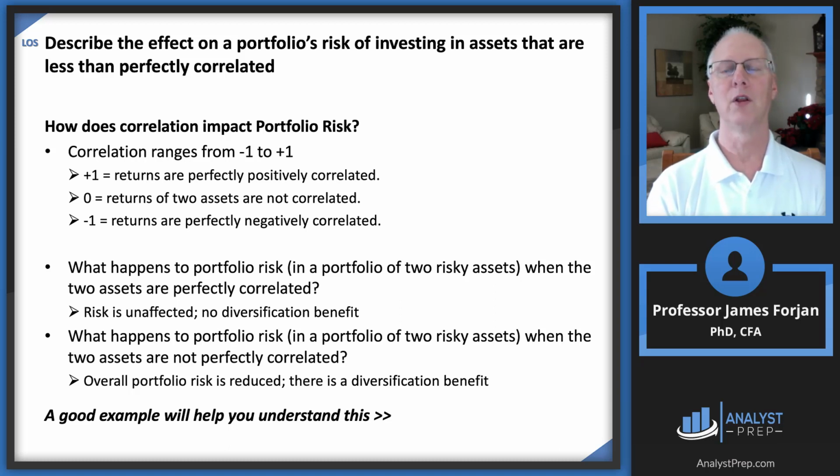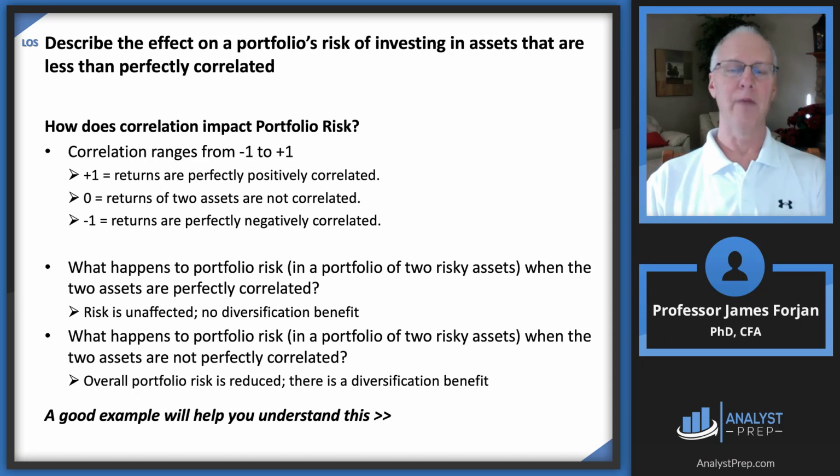Now let's go ahead and talk a little bit more about correlation. The LOS asks us to describe the effect when we invest in securities or assets that are less than perfectly correlated. All right, so what do we say? We know that the range of correlation is from -1 to +1. If the correlation coefficient between two assets is +1, we say they are perfectly positively correlated.